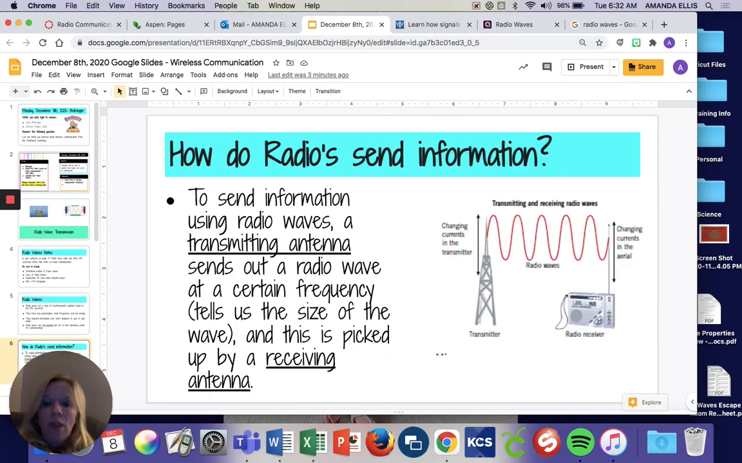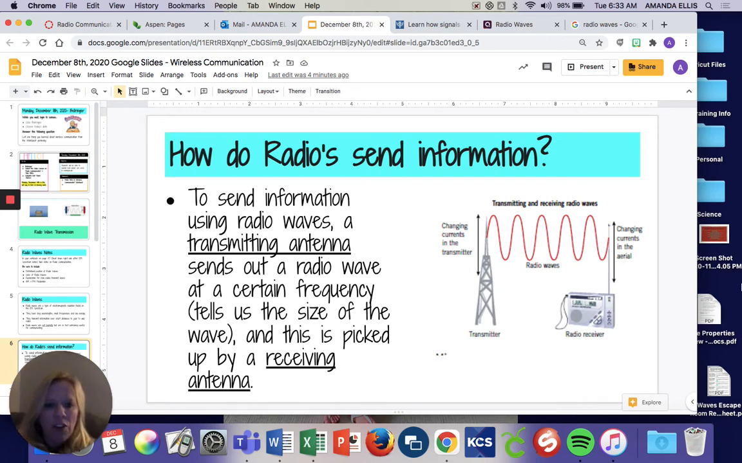So how do radios send information? There are a couple key things that you need to remember when we are thinking about radio transmission. The way that a radio works is in order for it to send the waves, it has to have a transmitting antenna. So it has to have an antenna that transmits the signal. It sends it out as a radio wave at a certain frequency. That frequency is what tells us the size of the wave, and then it's picked up by a receiving antenna.